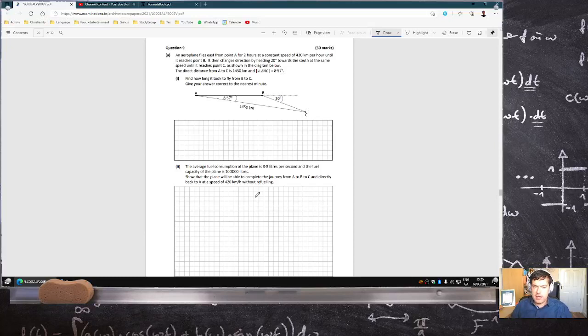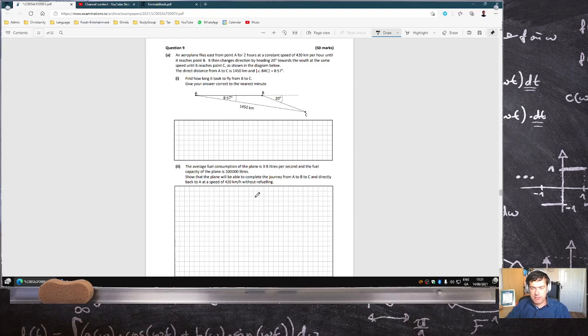Okay, an airplane flies east from point A for 2 hours at a speed of 420. Another distance, speed, time question. An airplane flies east from point A for 2 hours at a constant speed of 420 until it reaches B. It then changes direction. Again, this reminds me of a boat question from many years ago where the boat changes direction.